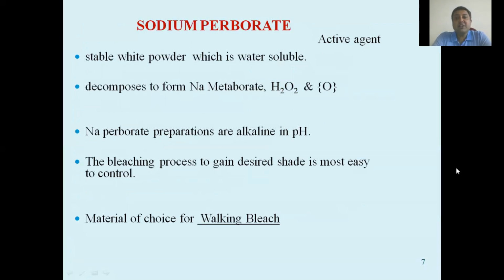The next active agent is sodium perborate. It is a stable white powder which is water soluble. It decomposes into sodium metaborate, hydrogen peroxide, and nascent oxygen. Sodium perborate preparations are alkaline in nature. The bleaching process to gain the desired shade is most easily controllable in the case of sodium perborate. It is the material of choice for the walking bleach technique, which we'll be covering in later slides under non-vital tooth bleaching systems.